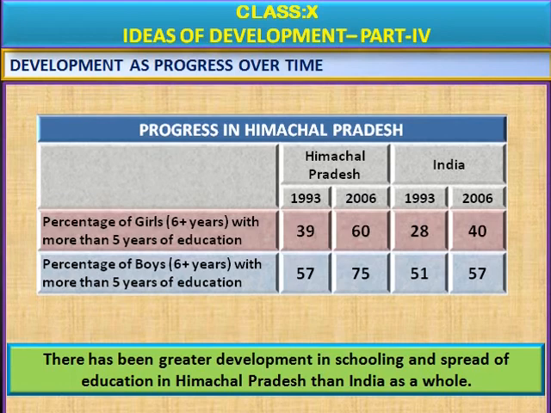Percentage of boys with more than 5 years of education: in Himachal Pradesh in 1993 it was 57, and in 2006 it is 75. In India in 1993 it was 51, while in Himachal Pradesh it was 57. In India in 2006 it is 57, but in Himachal Pradesh in 2006 it is 75.